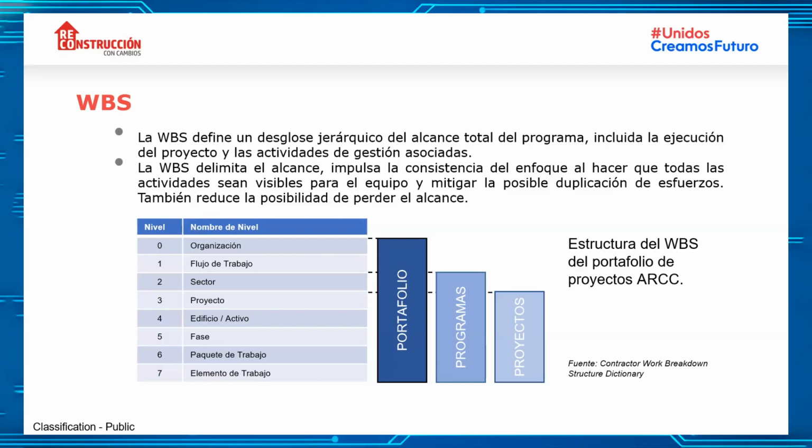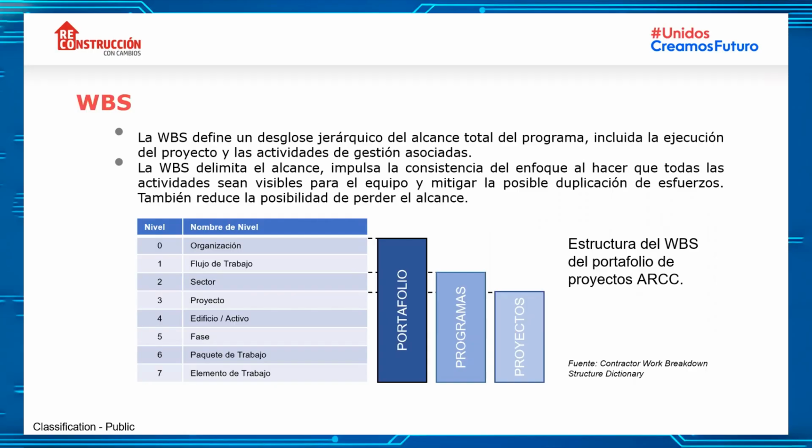Basically, many of you have already seen in projects that WBS is very important because it follows a structure that can be aligned for all the works and also helps us to promote consistency in the scope, and all the activities can be visible for all the team. And it also helps us to mitigate effort multiplication because it limits all the scope of the works of the projects, of the program and the portfolio.